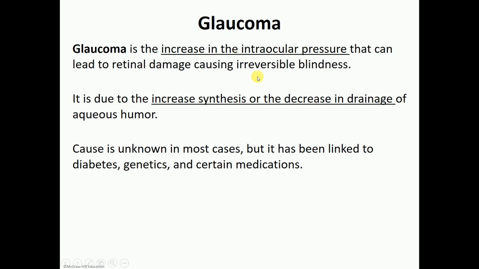If you've ever been to the eye doctor and they give you that puff of air, that's how they measure intraocular pressure. The causes of glaucoma are not really known yet. It does tend to happen in families, so we do know that there's a genetic component. It tends to happen more in diabetic patients and happens as a side effect of certain medications.